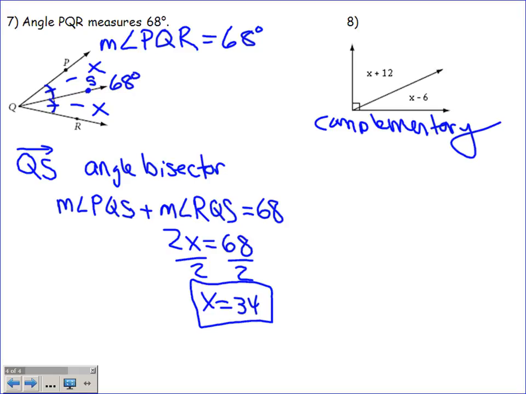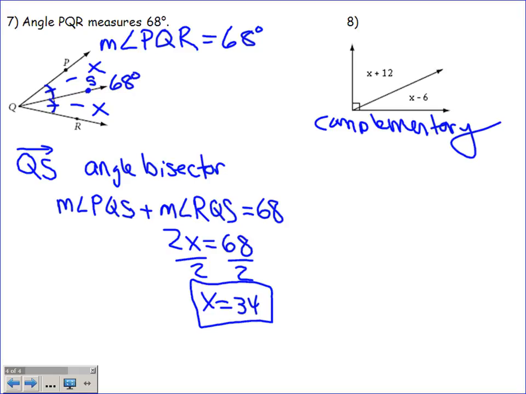What do complementary angles add up to be? 90 degrees. You took that one angle plus the other angle. What does it equal? 90 degrees. You combine the x's. You get 2x plus 6 equals 90. You subtracted 6 off of both sides.